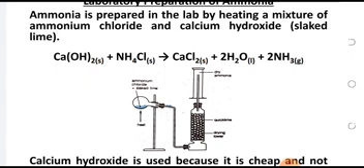So the gas passes through the drying tower from underneath, moves up, and is collected by upward delivery. But this time it's not collected over water, because the gas is a soluble gas. So you can see it is collected by upward delivery, but not over water, because the gas is also less dense than air.